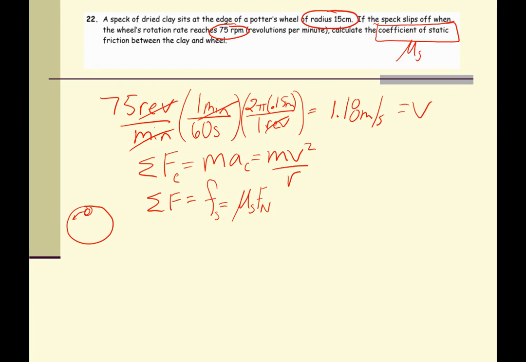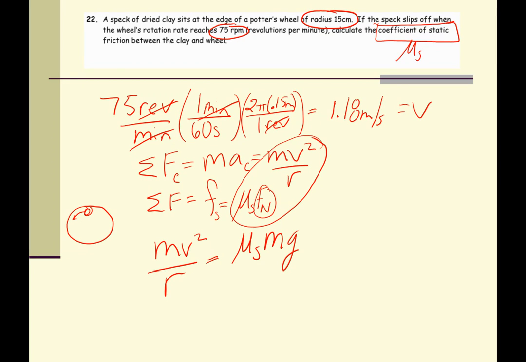So when I combine these two equations right here, I end up getting mv squared divided by r is equal to my coefficient of static friction times my normal force, which I know is going to be equal to mg in this case, because I don't have any angles. Okay, so mass cancels, and I end up getting that my coefficient of static friction is equal to v squared divided by r times g, because I took my g and brought it to the other side of my equation.